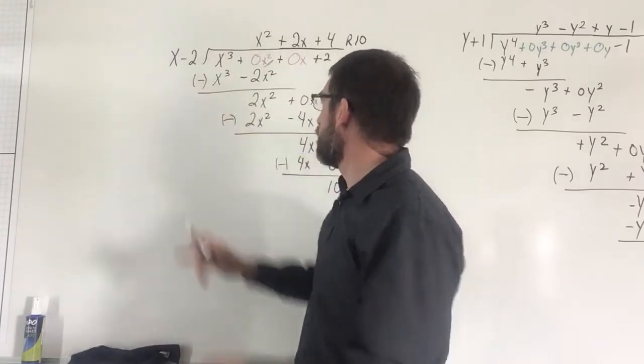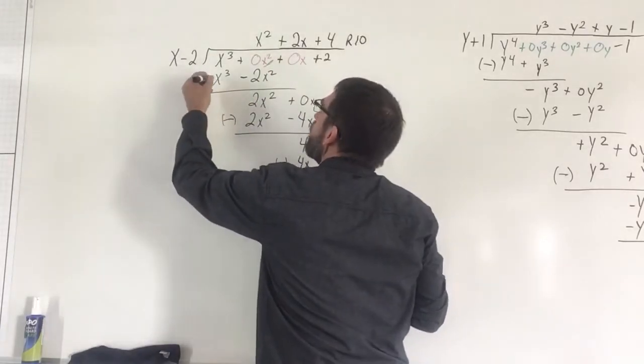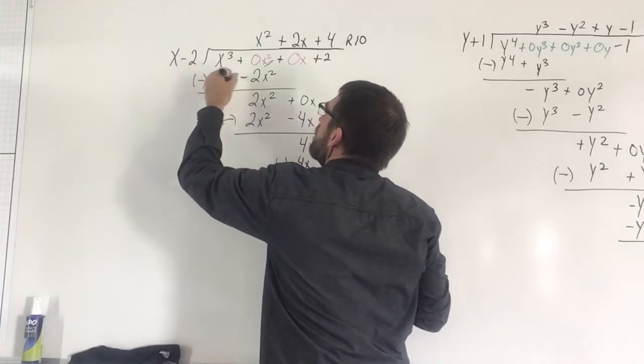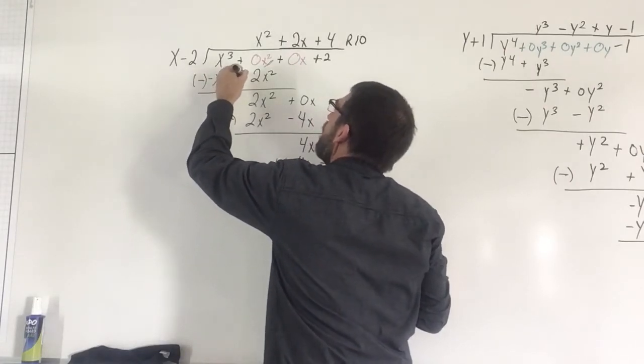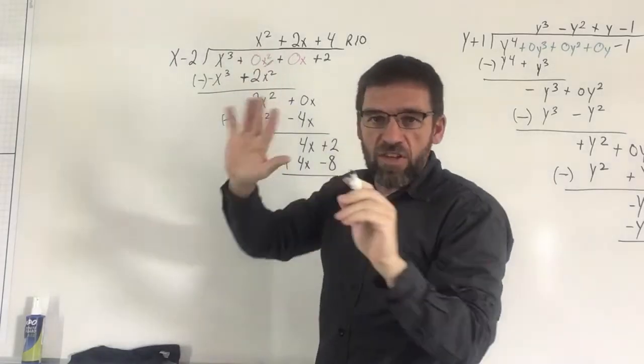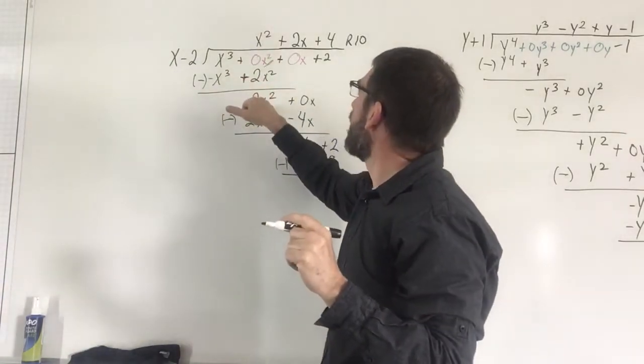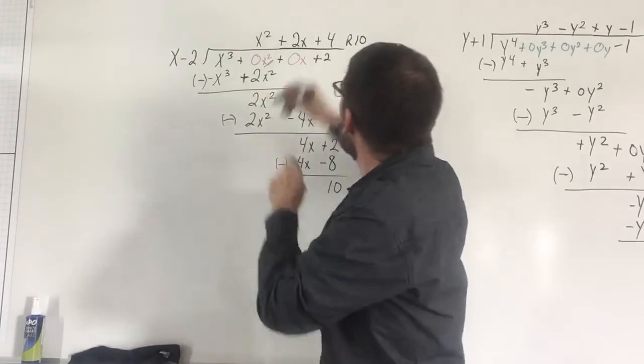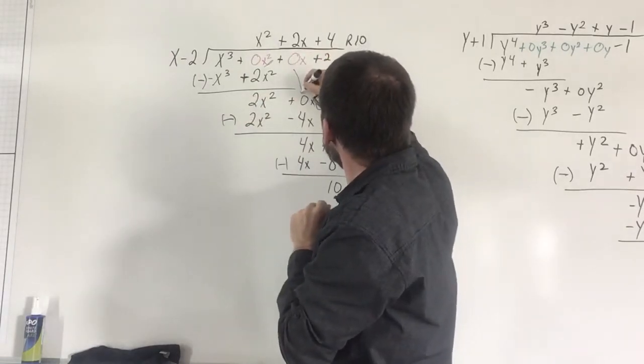Now I subtract this problem, and when I subtract, I have to change the subtraction. This is a negative, and this is a positive. Okay, you combine 0x, there's nothing to do there. You just simply move your 2x down here. Now I bring this 0x down.